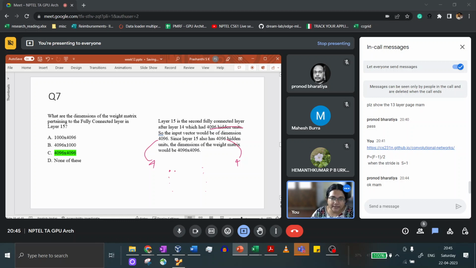Because it's a fully connected layer, there would be connections from every neuron to every other neuron, right? That means you have 4 connections for each of them, and you have 4 such. So it's 4 into 4, and no matter what this number is, it would be basically n cross n. That is a fully connected layer. So this is 4096 cross 4096. This is an easy one.